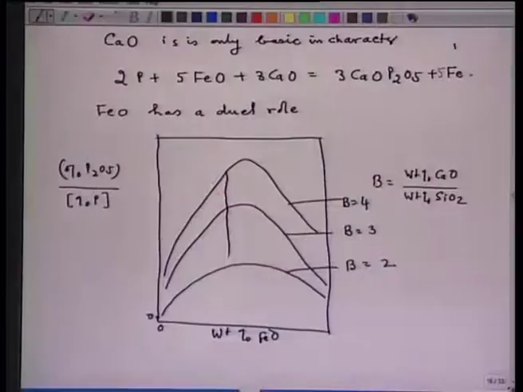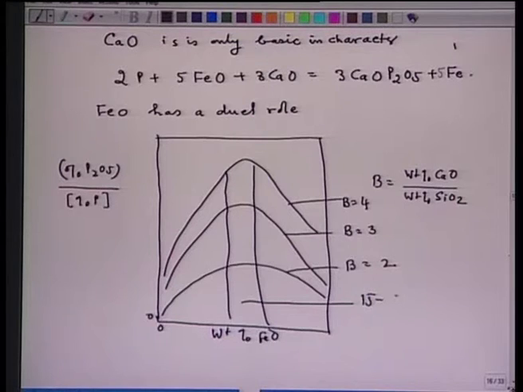That means FeO has a dual role. One is oxidizing, and in the decreasing mode where dephosphorylation decreases, FeO dilutes the effect of calcium oxide. So, in fact, this optimum FeO is around 15 to 20% of FeO. So, that is what about the effect of FeO and CaO.